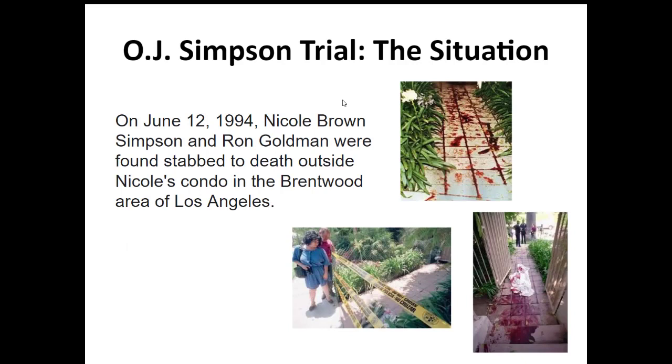And just to give you very minimal background on the situation, basically on June 12th, 1994, Nicole Brown Simpson and Ron Goldman were found stabbed to death outside of Nicole's condo in Brentwood in the city of Los Angeles. I'm not going to discuss the details of the case or whether I think that OJ Simpson is guilty or not guilty. It's really not important for our purpose.